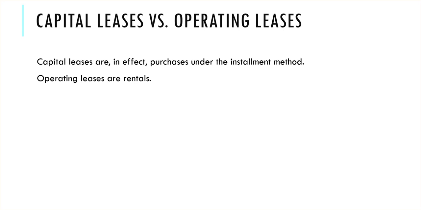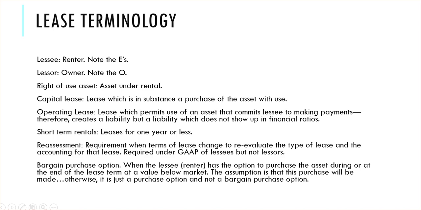And operating leases are rentals. The terminology: if you see E's, it's a renter. If you see O's, it's an owner. And then a capital lease, or finance lease, is in substance a purchase or sale transaction because there's so little value left. Whereas an operating lease is just a permission to use an item.